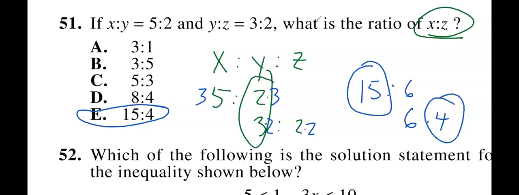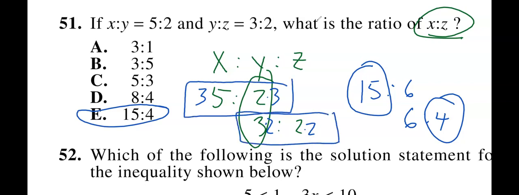How do we get 15 again? We had to get a common connecting number in the middle. And so it's kind of like a common denominator idea. And so we multiplied this one by 3, and we multiplied this one by 2. And that's how we got the 15 to 6. So in other words, 5 to 2 is the same thing as 15 to 6. 3 to 2 is the same thing as 6 to 4.